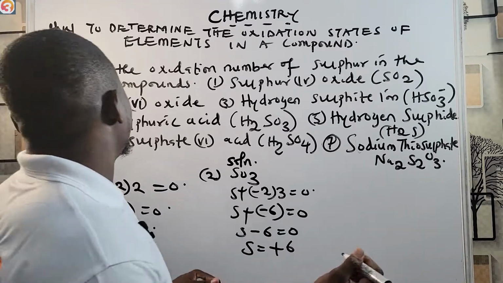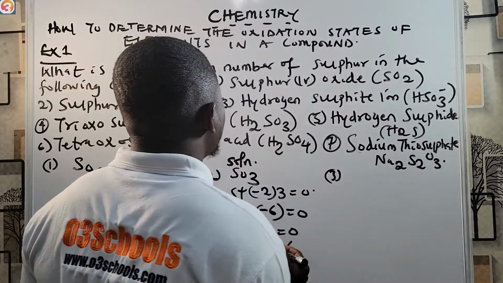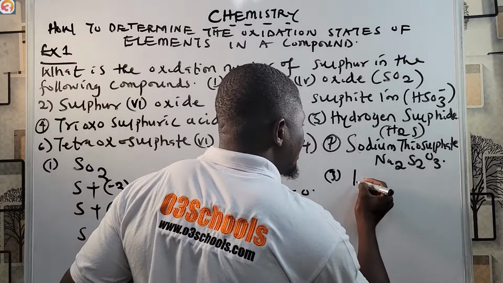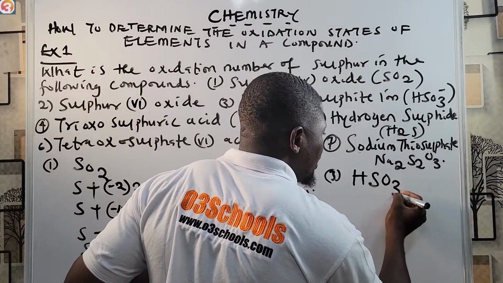All right. Now let's go to number 3. Now let's see hydrogen sulfite ion. If you see in this case, you are seeing HSO3 minus.